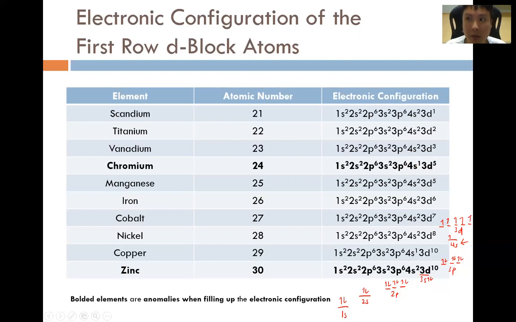Okay, I'll explain this anomaly. This is basically an anomaly in the electronic configuration of transition metals. There are basically two anomalies in the electronic configurations of the transition metals, which are chromium as well as copper. Now, if we were to fill in one more electron, we would fill it in this way, and this will be 4s2, 3d5, which is the electronic configuration of manganese. Then 4s2, 3d6 for iron. 4s2, 3d7 for cobalt.